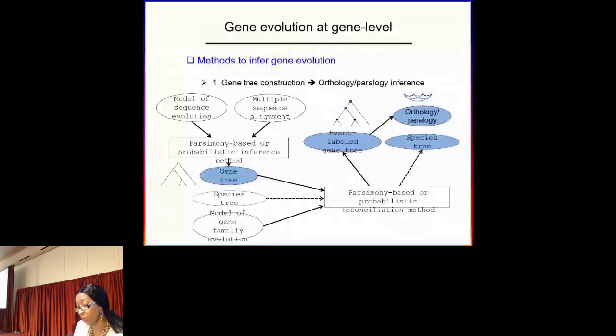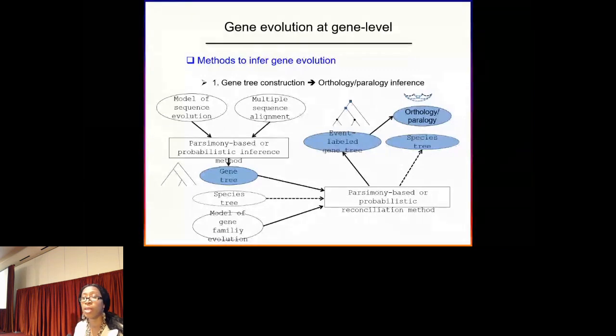For the first category, gene trees are first reconstructed. They are reconstructed based on a model of sequence evolution and a multiple sequence alignment. This is given to a parsimony-based or probabilistic method that will generate a gene tree. This gene tree will be given with a model of gene family evolution to a parsimony-based or probabilistic reconciliation model, and this will generate an event-level gene tree. Here you can see that for this method, I put the species tree as input, but I also put it as output.